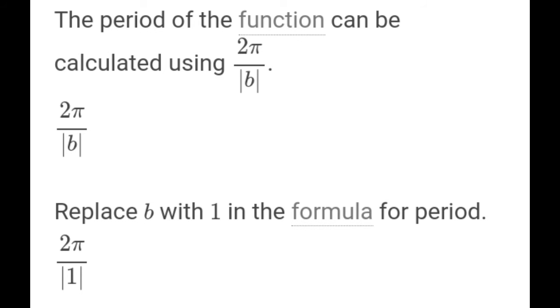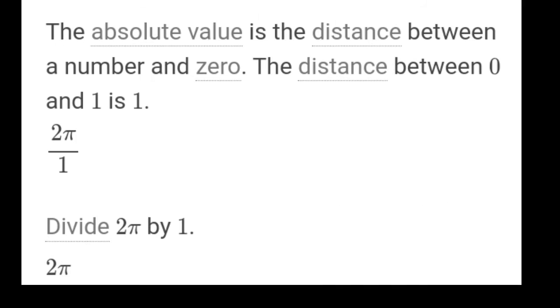Next is to find the period of 3 cosine theta. The period of the function can be calculated using 2 pi over b. Replace b with 1 in the formula for period, 2 pi over 1. The absolute value is the distance between a number and 0. The distance between 0 and 1 is 1. 2 pi over 1, divided by 1, the period is 2 pi.